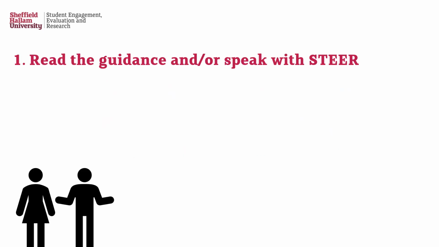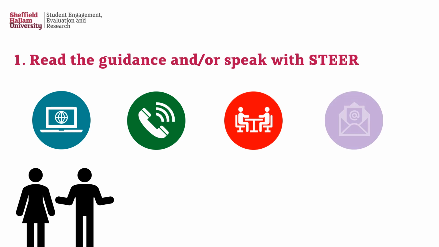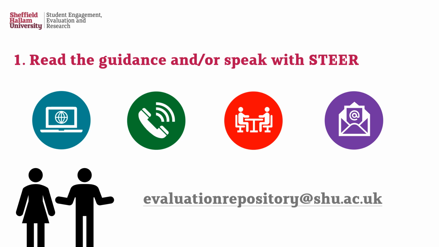Before submitting, we encourage authors to look at the guidance available on the website, and if they have not already done so, arrange to speak with a member of STEER by contacting us at evaluationrepository@shu.ac.uk. This will provide an opportunity to ask any questions about the repository and to clarify any expectations about the submission process. There are no restrictions on the types of evaluation activities that are accepted, so it could be an evaluation report, a briefing, or perhaps something creative.